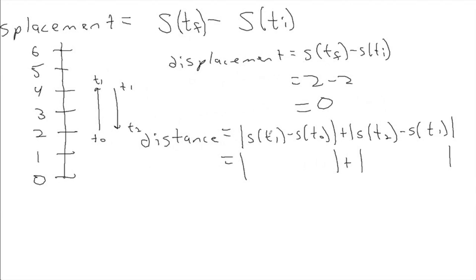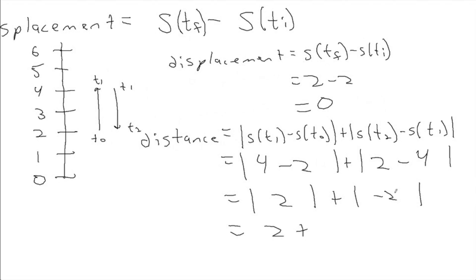So what's S of T1 here? 4. And S of T0? 2. And S of T2? 2. And S of T1? 4. 4 minus 2 is 2. What's 2 minus 4? -2. What's the absolute value of 2? 2. And what's the absolute value of -2? 2. So what's the distance? 4 units.